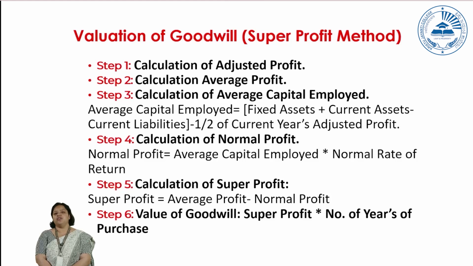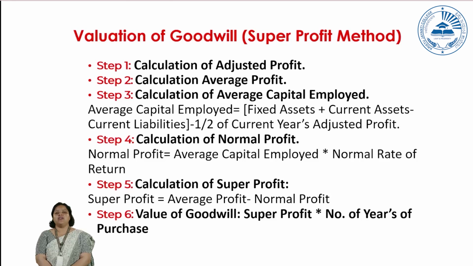The formula for average capital employed is fixed assets plus current assets. Here we are not going to consider any kind of investment. Fixed assets plus current assets minus current liabilities. Current liabilities here means the creditors, bank OD, debenture holders or any kind of loans. After calculating fixed assets plus current assets minus current liabilities, we get the total capital employed. From total capital employed, we need to subtract half of the current year's adjusted profit. Current year means which year? We should consider the last year's adjusted profit.